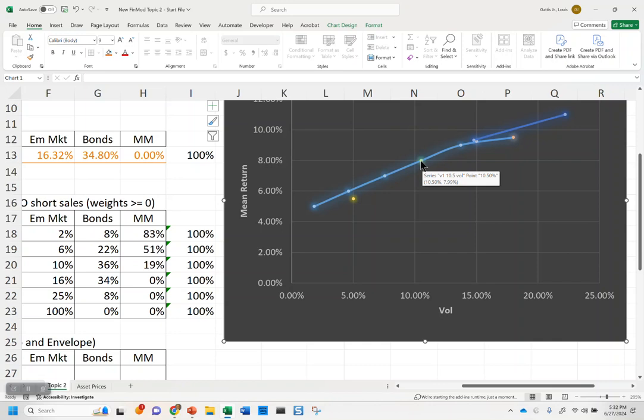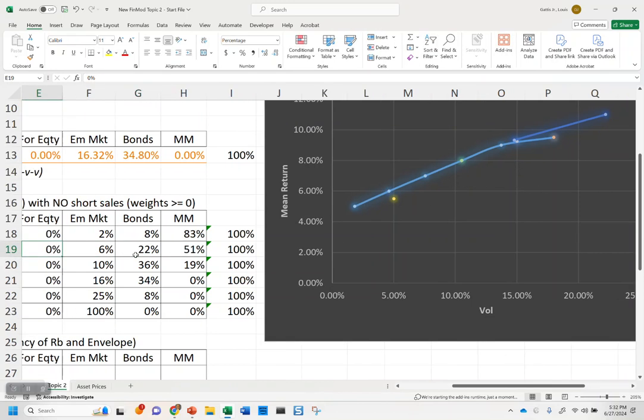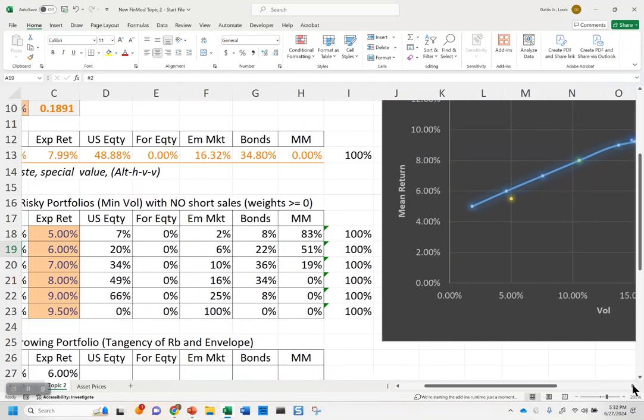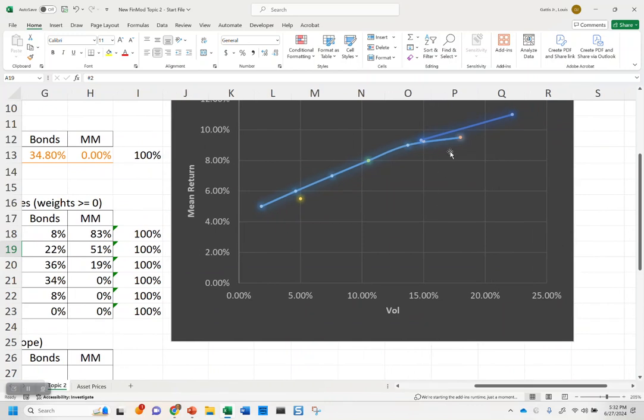Notice it is right on our envelope. And here's our optimal borrowing portfolio. And there is that optimal portfolio for 10.5 vol. Now, if we want a 13.79 vol, if we just did the same procedure, we would wind up with a portfolio along this line here. It would be just on this point over here.